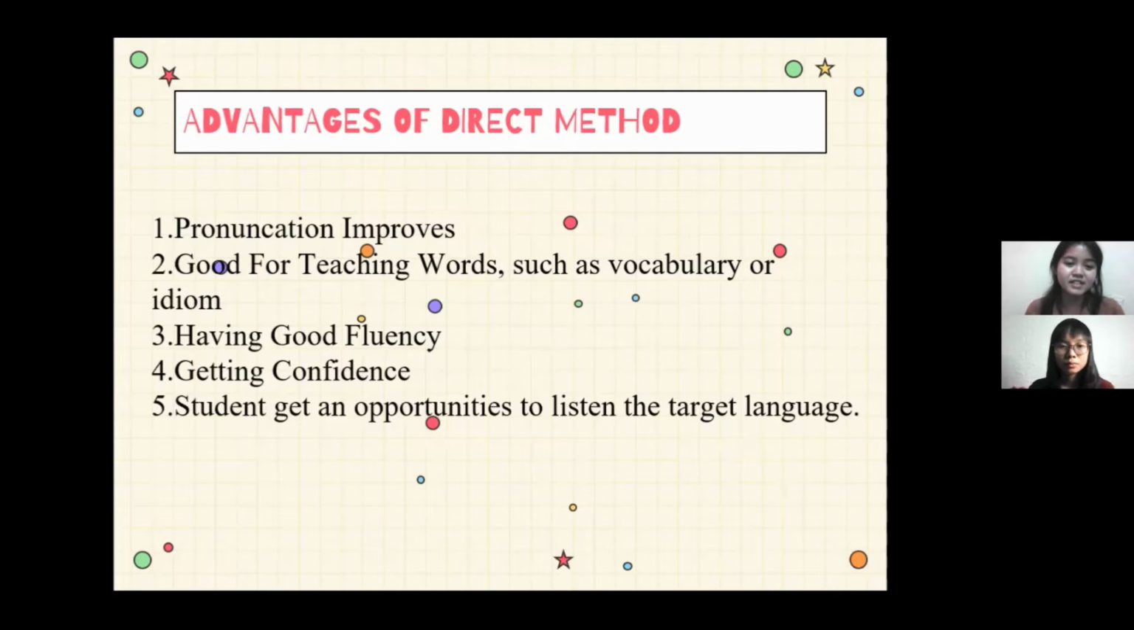So the next is having good fluency. It means that talking in English all the time, we will get used to it and have a good fluency. And number four, getting confident. So in this method, students are freely express their self and be confident with talking. And the last is student get an opportunity to listen to the target language. We will listen to English all the time and we will get used to it.